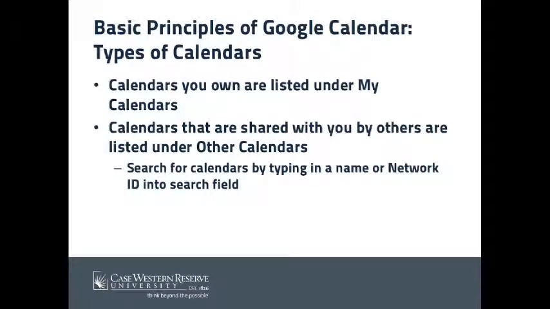The types of calendars that you're going to see are the calendars that you own, which are listed under My Calendars, and the calendars that are shared with you by others, which are listed under Other Calendars. You can search for other people's calendars by typing in their name or their network ID into the search field that's located in the Other Calendars section.